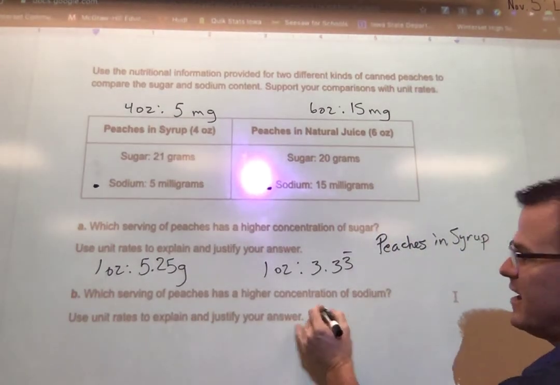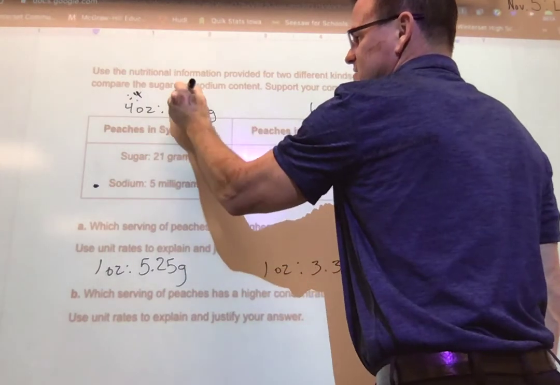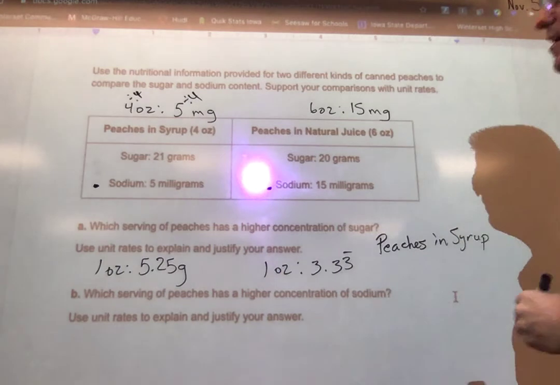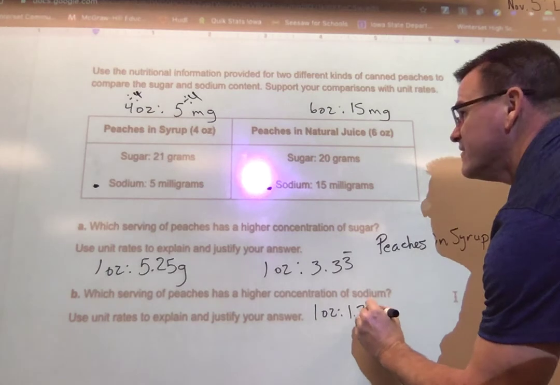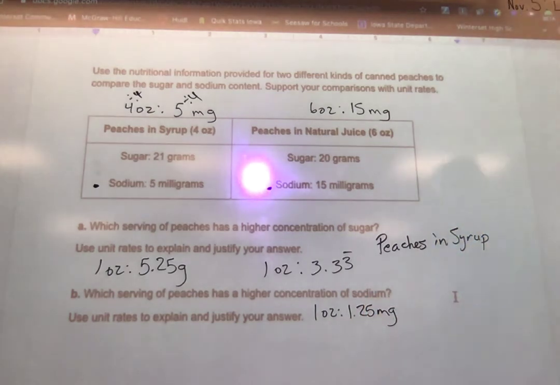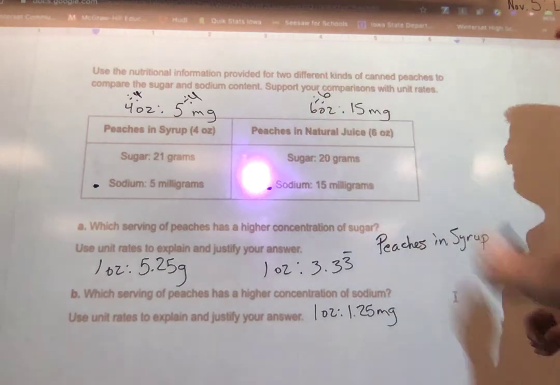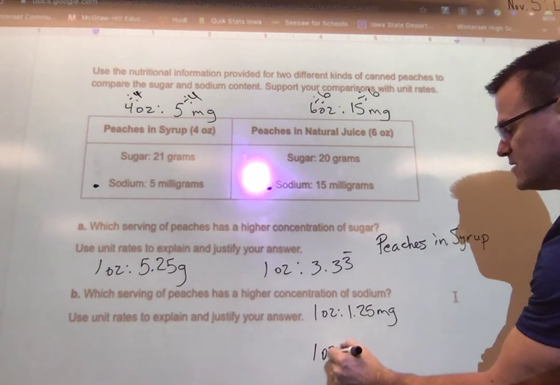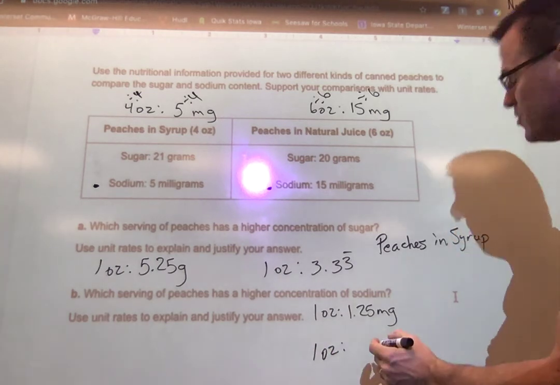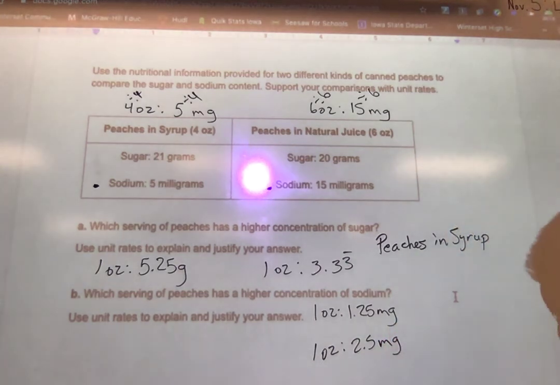If I do that here, I know in this one I must divide by 4 to get it down to 1 ounce again. So I've got to divide the sodium by 4, and you'll get 1 ounce is 1.25 milligrams. If you take 5 divided by 4, that's 1 1/4, or 1.25. And in this one, to get it down to 1 ounce from 6 ounces, I divide by 6. So I'm going to get 1 ounce is 2.5 milligrams. If I take 15 divided by 6, that's 2.5.